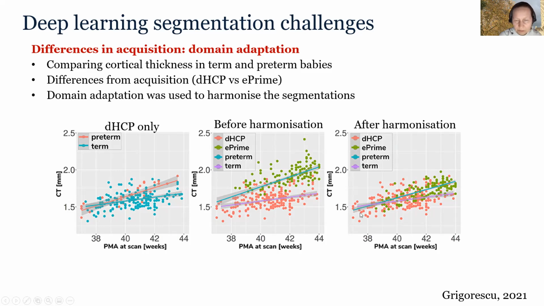But after harmonization, this has changed. So you see that this ePrime cortical thickness went right down to be consistent with the DHCP cortical thickness. And then when we fit a linear model for term and preterm babies, we saw exactly the same pattern in the joint database as we saw in DHCP only. So this was a proof that we successfully harmonized the segmentations and they are now consistent.